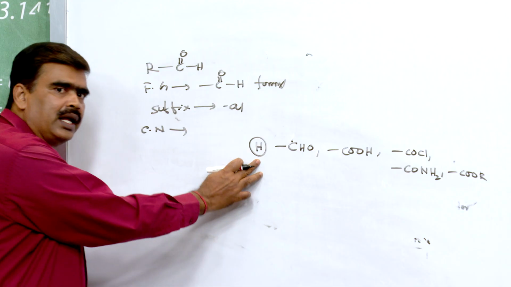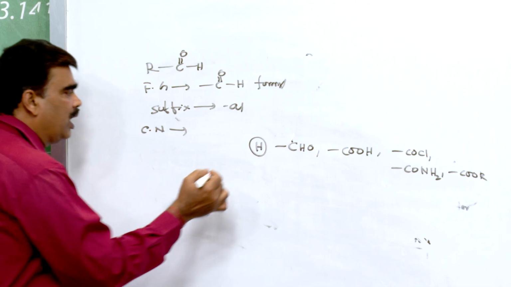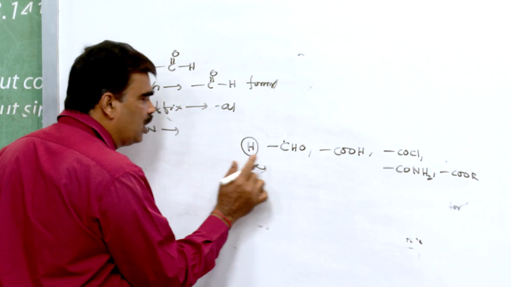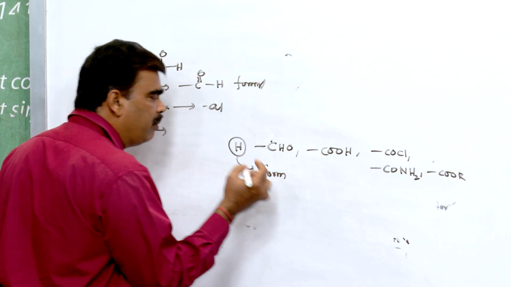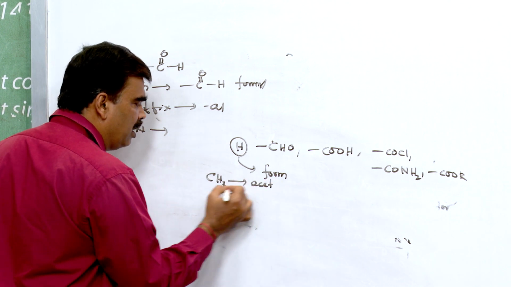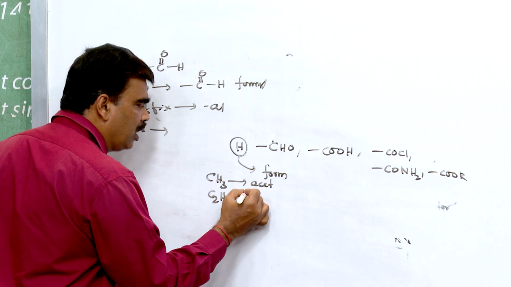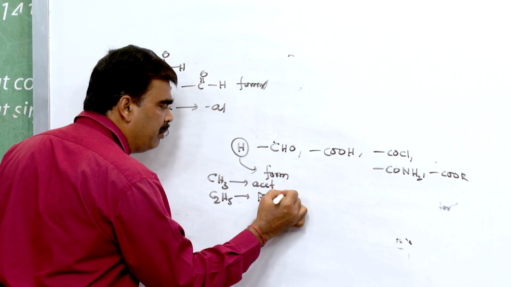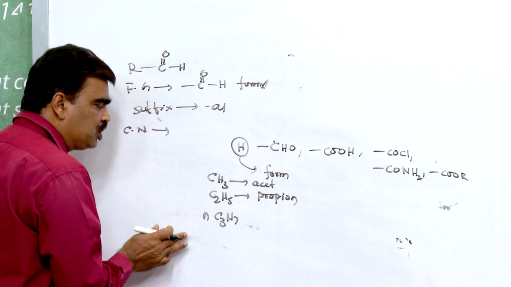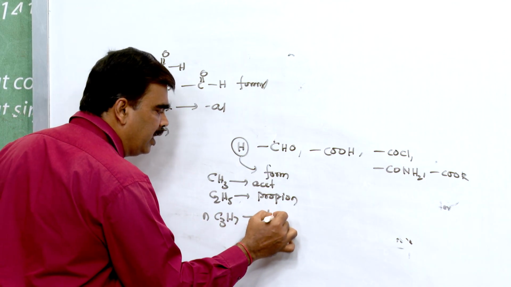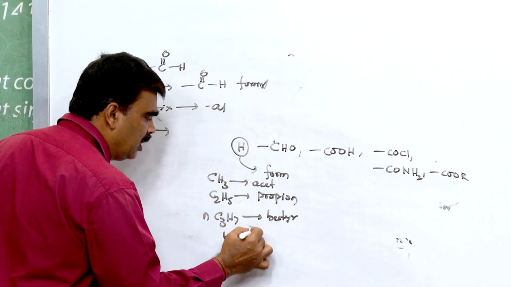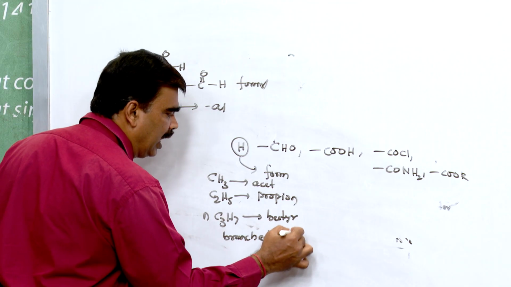The lowest alkyl group can be your hydrogen. When hydrogen is bonded, we cannot call it hydrogen. In place of hydrogen, we will call it form. Remember this. For methyl, we will call it acet. For ethyl group, we will call it propion. Remember, this is very, very important. C3H7, if it is normal, straight, then we call it butyr. And for branched, it is called isobutyr.